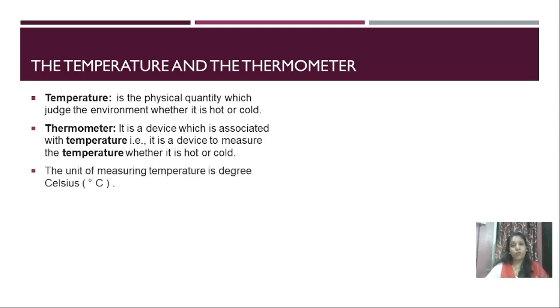Now, the unit of measuring temperature is degree Celsius. So make sure, children, you write it like this, a degree Celsius. This is called a degree Celsius. Okay.